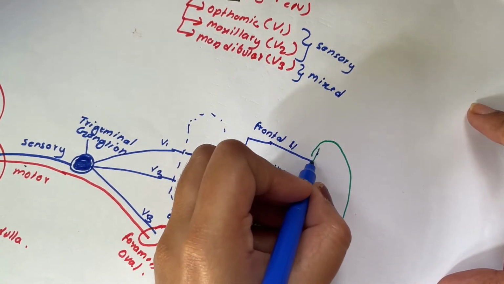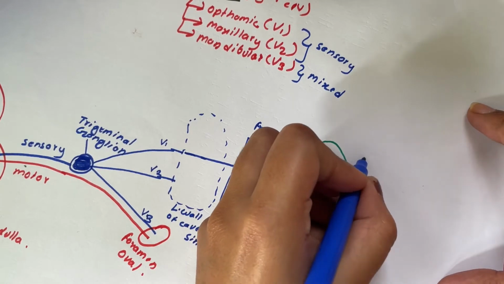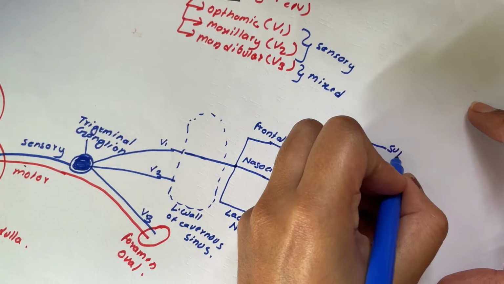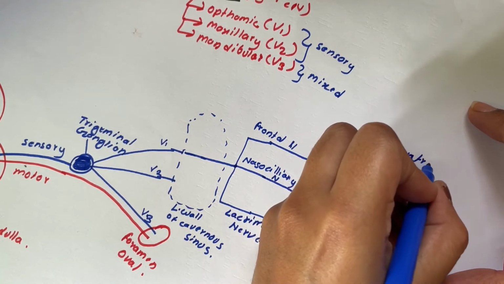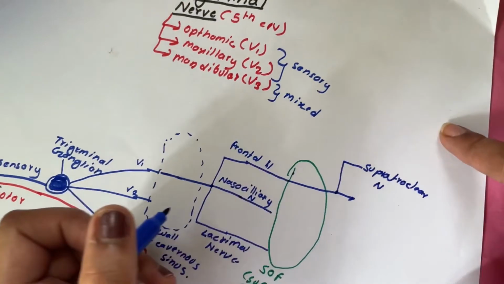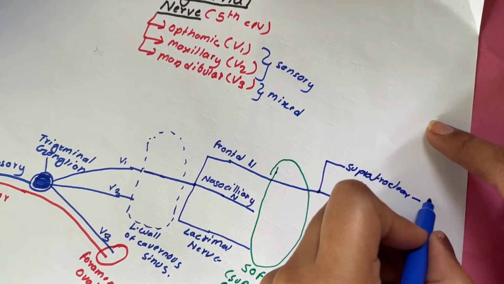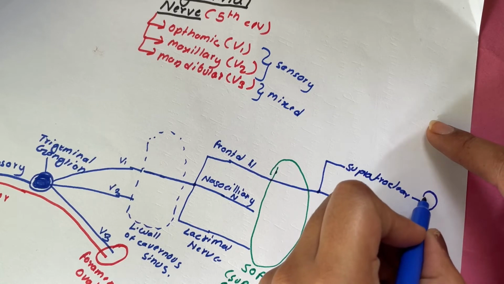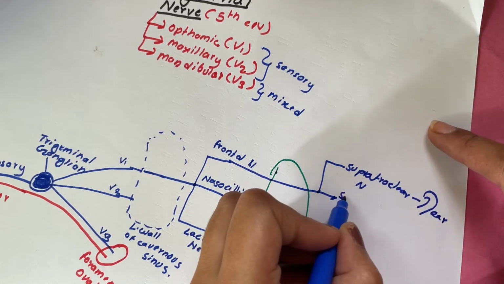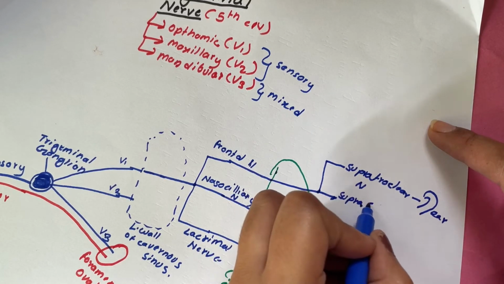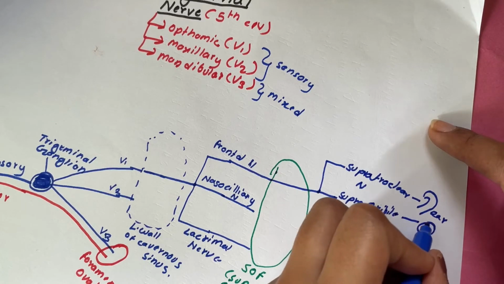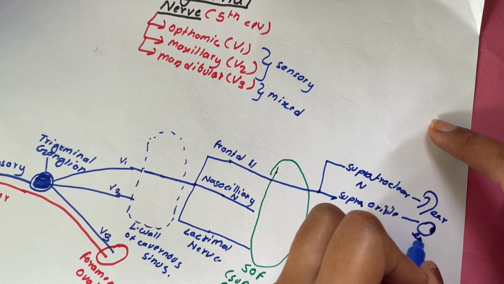And the frontal nerve gives 2 branches that are the supratrochlear nerve, as the name suggests, it passes to the ear, and another is the supraorbital, which passes to the eye.